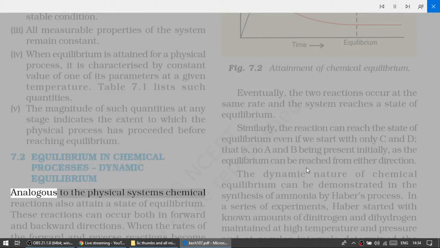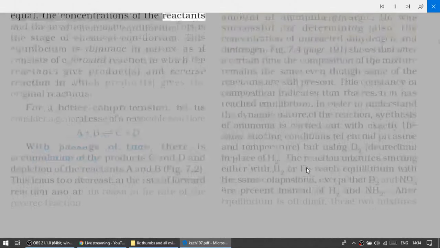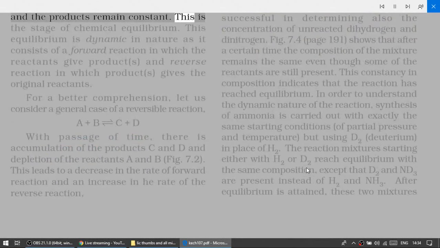Dynamic equilibrium, analogous to the physical system: chemical reactions also attain a state of equilibrium. These reactions can occur both in forward and backward directions. When the rates of the forward and reverse reactions become equal, the concentrations of the reactants and the products remain constant. This is the stage of chemical equilibrium. This equilibrium is dynamic in nature as it consists of a forward reaction in which the reactants give products, and a reverse reaction in which products give the original reactants.